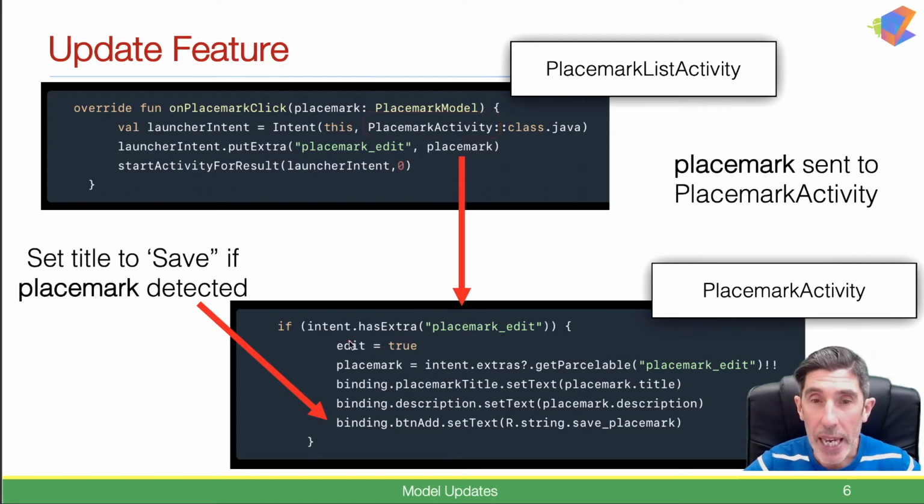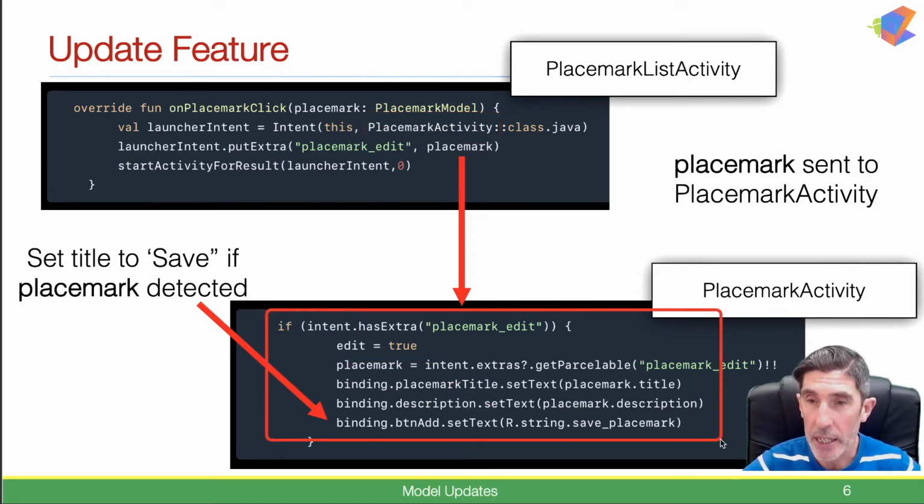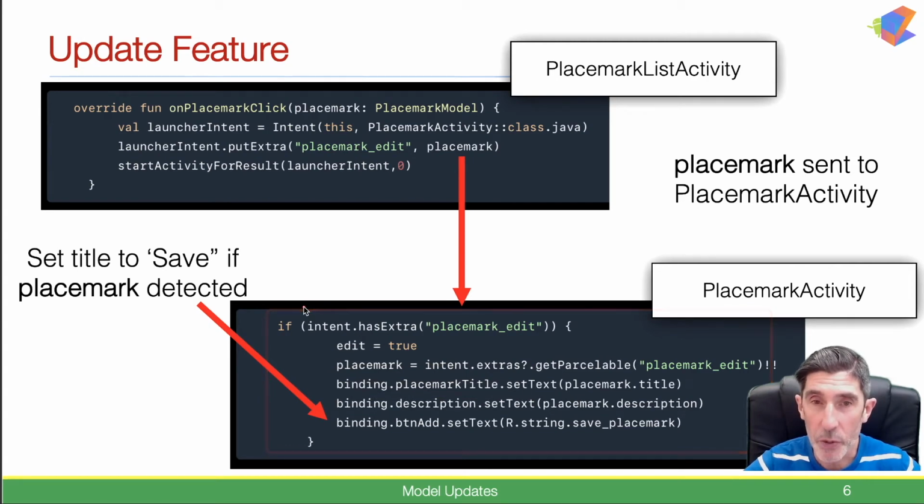So back in PlacemarkActivity, here's our code again. That's how we're checking it. If we have passed information, we update our edit flag, we retrieve it, and then update the UI accordingly. This is what a user would expect if they're in edit mode. They would expect to see the details ready to be updated or changed, whatever the case may be. And this is all inside PlacemarkActivity.